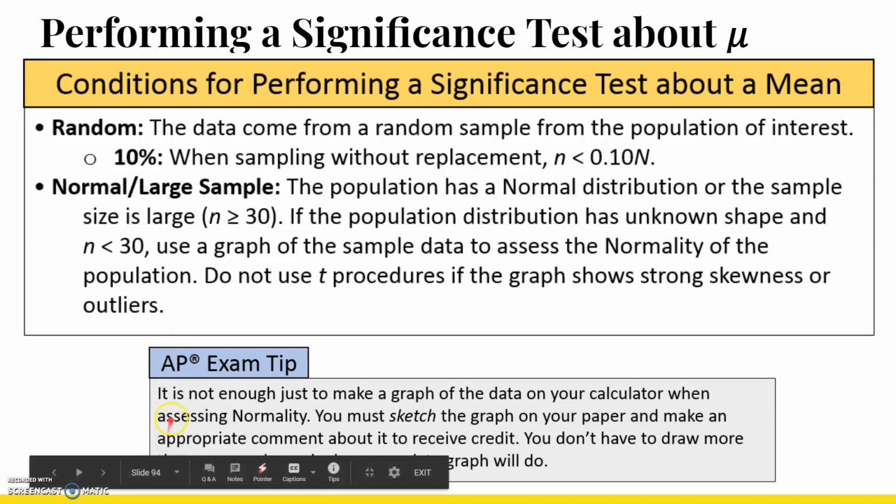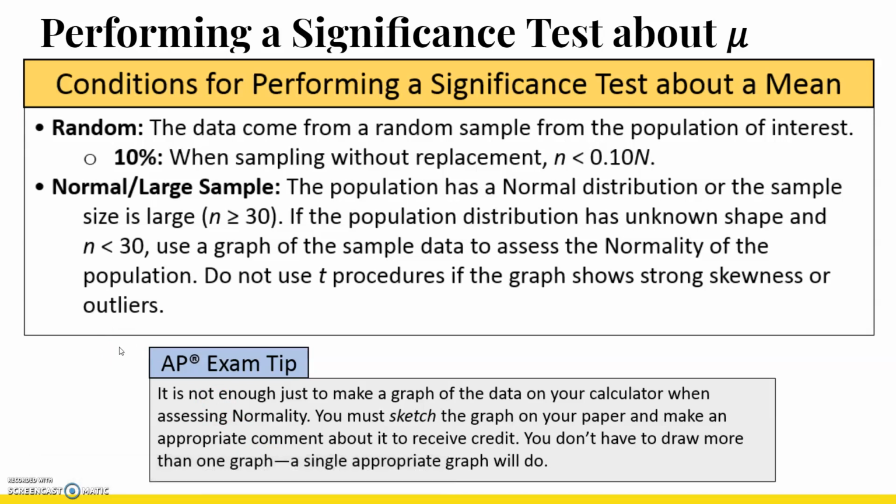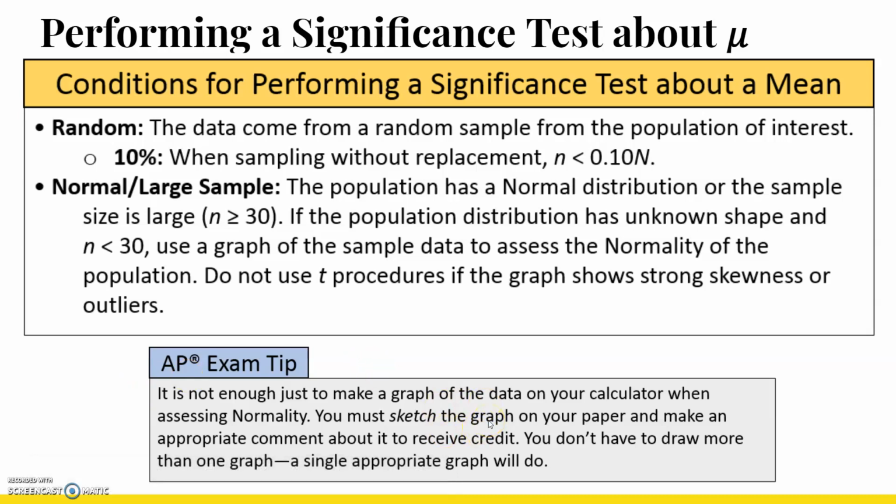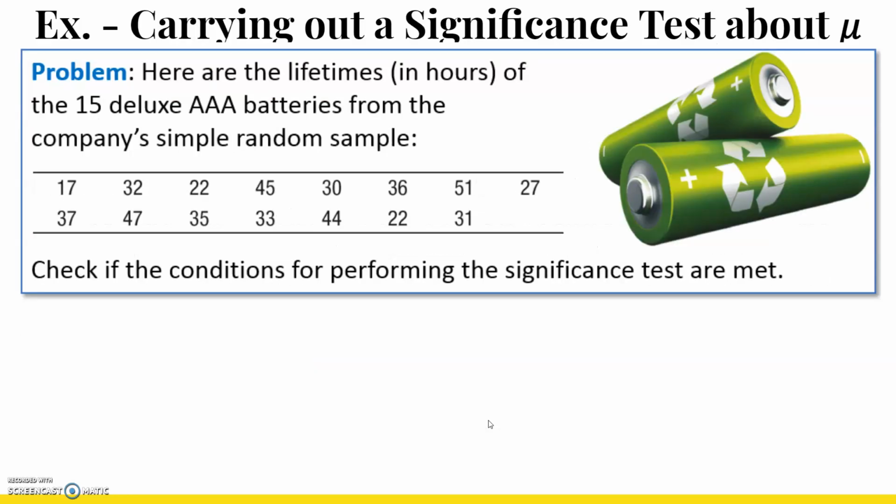All right, here's an AP exam tip. I'm going to turn off this pointer because I believe Screencast-O-Matic software already has a highlight tool. But anyhow, it's not enough to make a graph of the data on your calculator. You've got to sketch it if you're doing this for the AP exam. Okay, I've got a 15-minute limit, so I'm going to speed up here.